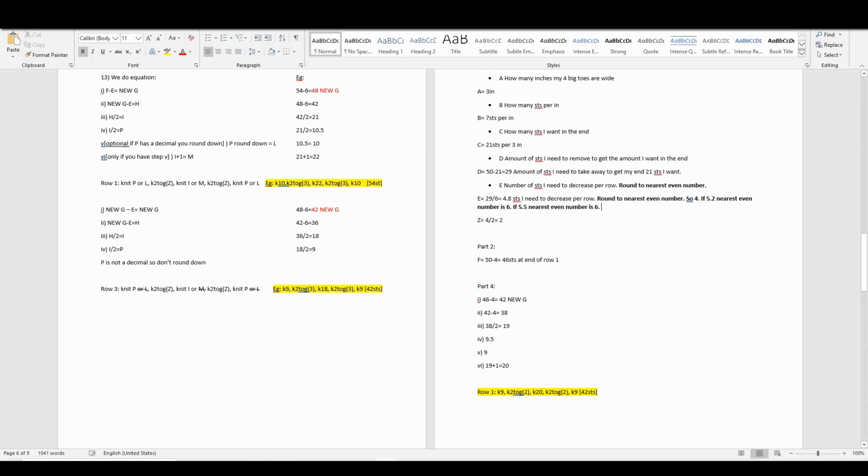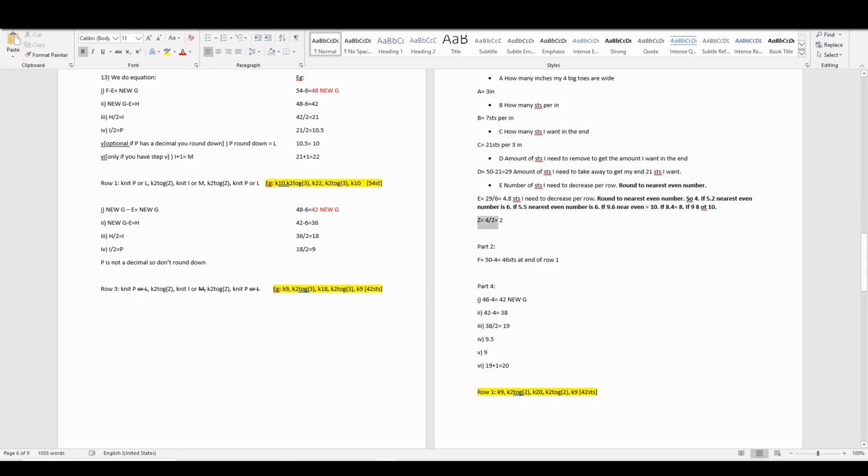If it's 5.2, your nearest even number is 6. Right? If it's 5.5, your nearest even number is 6. If it's 9.6, your nearest even number is 10. If it's 8.4, your nearest even number is 8. And if it's, let's say it's just 9. If your number is 9, round it to the nearest even number, which could be 8 or 10. You pick, it doesn't really matter. Okay, just get it to an even number.